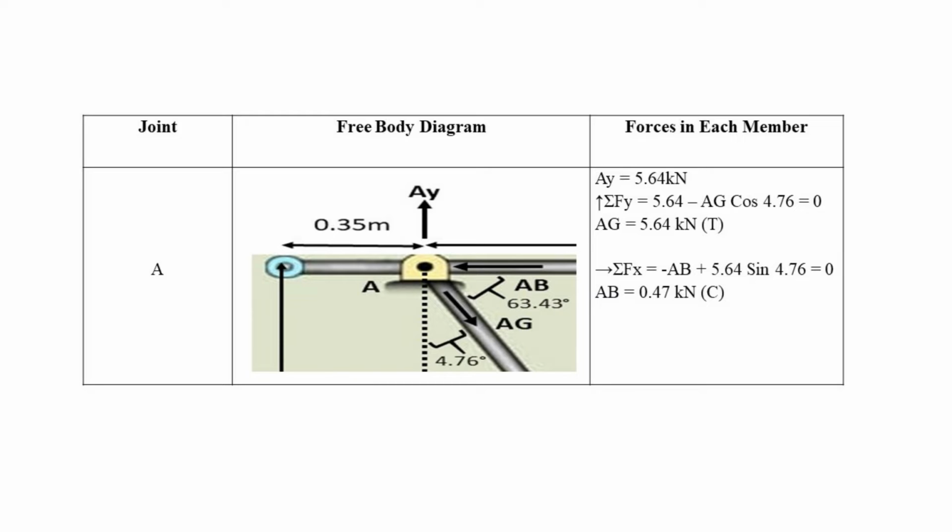Meanwhile, the total force that acts on the x-axis will be negative AB, which is the force that acts at AB, plus 5.64 sine 4.76 equals 0, and we can find out AB is 0.47 kilonewtons, and it will be in compression because the arrow will be heading towards the joint.